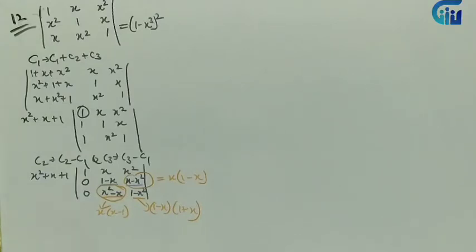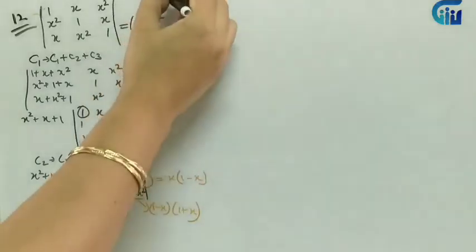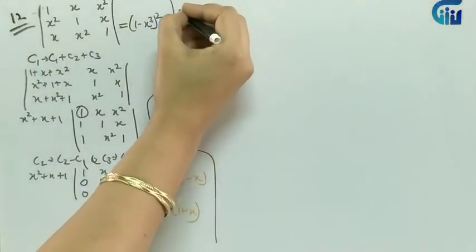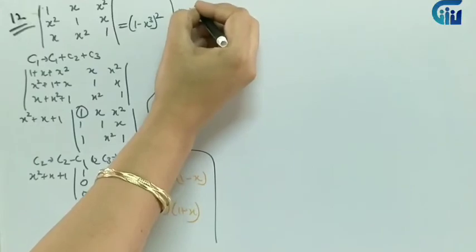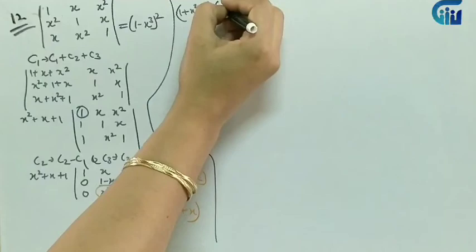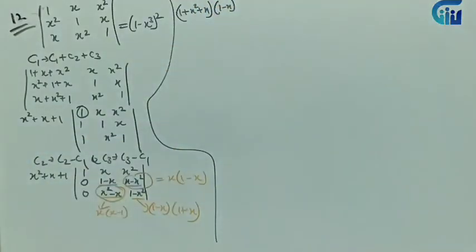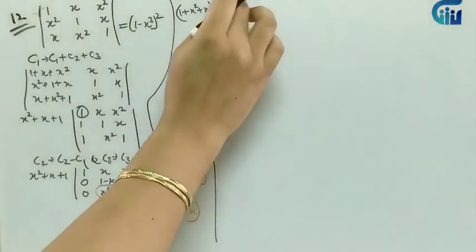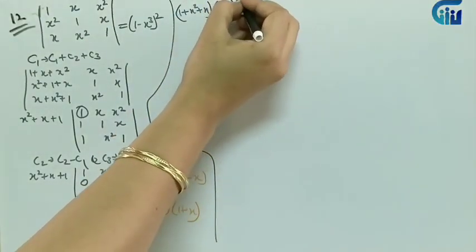What do you observe from this particular column? Can I take 1 minus x common because it is present in both the terms? Similarly, from this again I can take 1 minus x common. So now let's take 1 minus x common and see what we get. I'll write whatever I have written here. 1 minus x common from R2 as well as from R3, so I'll have 1 minus x whole square.